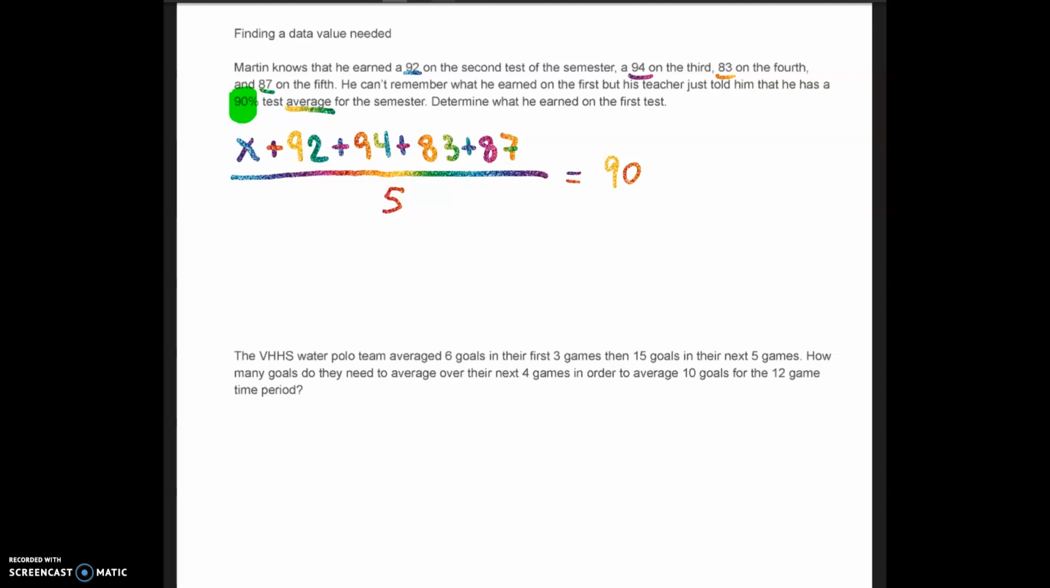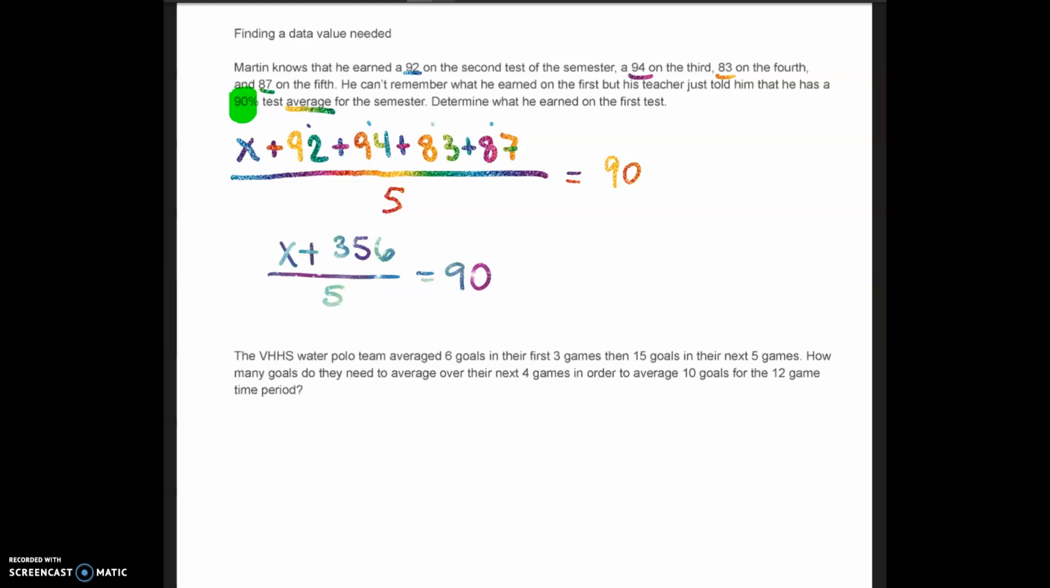What's going to make this a little bit easier to do, folks, is if we combine all of the numbers 92, 94, 83, and 87 first. If you add up those four numbers, I'm getting 356. I'm hoping I'm not making a mistake. And this hopefully looks a little bit more familiar in how we solve something.